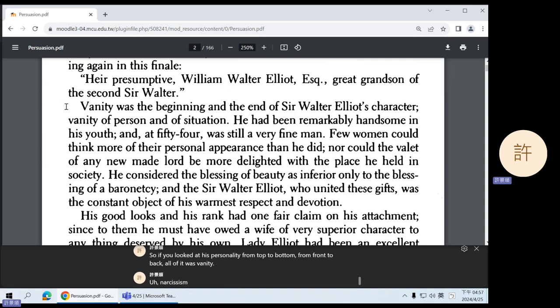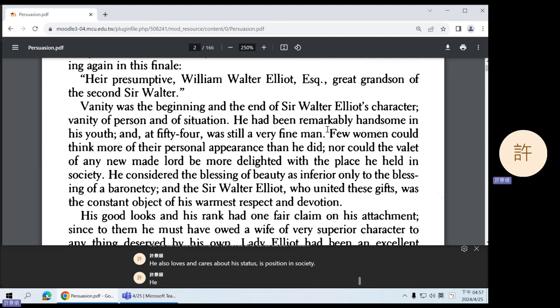Narcissism, 自恋. Vanity of person and of situation. So he cares about himself, he loves and cares about himself. He also loves and cares about his status, his position in society.